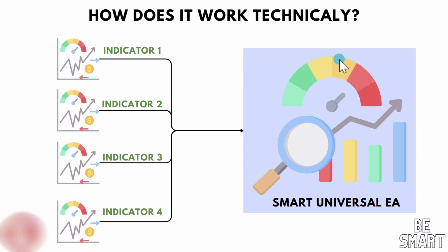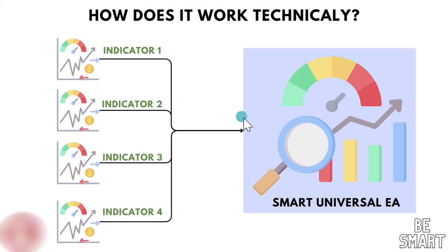All right, let's get started with the technical explanation of how the Smart Universal Expert Advisor works. But before we get into that, I wanted to ask you one question. I will give you two choices between two expert advisors. The first one is going to be used with one indicator, and that's the case of all the expert advisors in the market. They come with one built-in indicator, and once you buy that expert advisor, you are stuck for life with it.